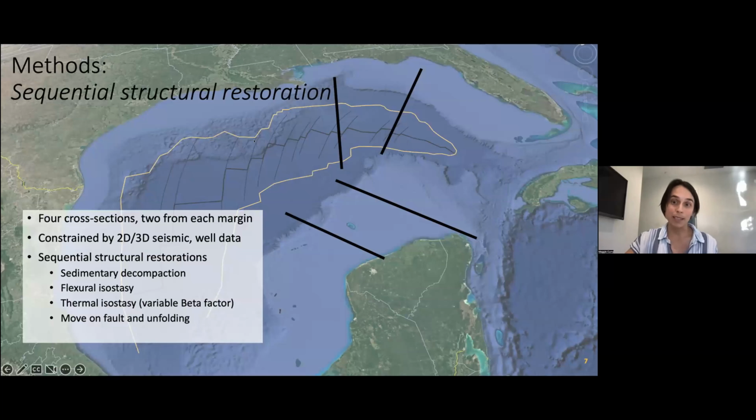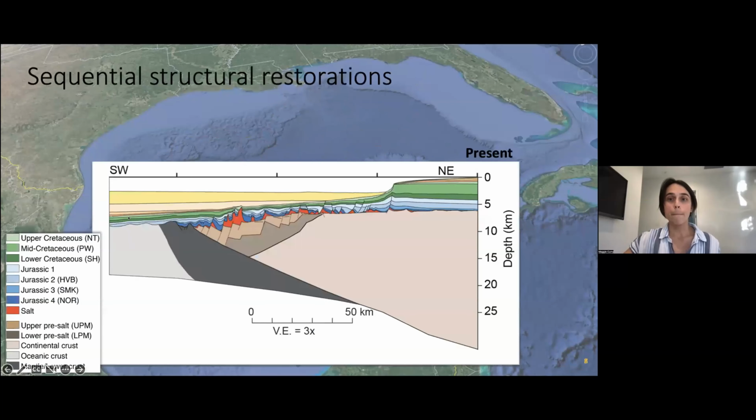And it's an extensional basin, so we have to consider thermal subsidence. For the thermal subsidence, we use a spatially variable beta factor to calculate it. And that's actually based on crustal thickness measurements from the seismic data. And then we also do unfolding and all these classic structural restoration steps. So I started this restoration process. All right, so here's one of these lines at the present day.